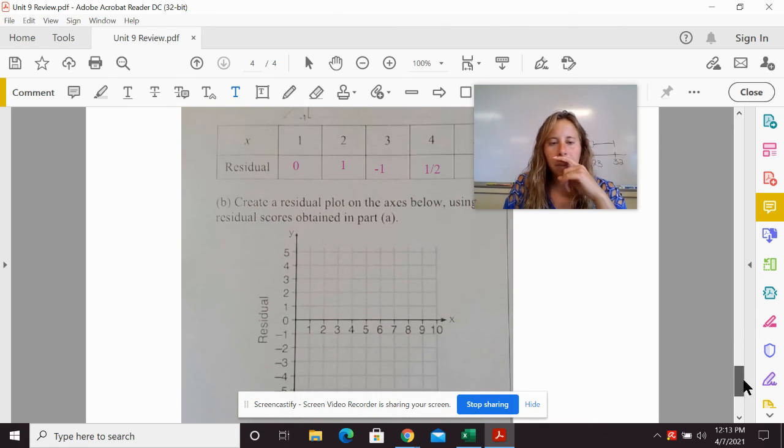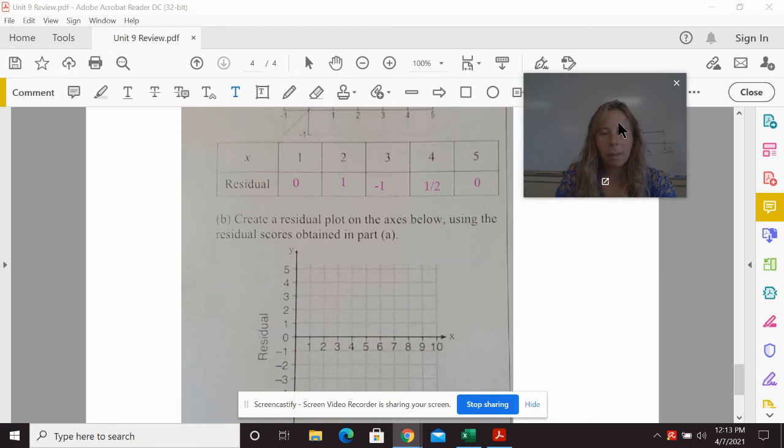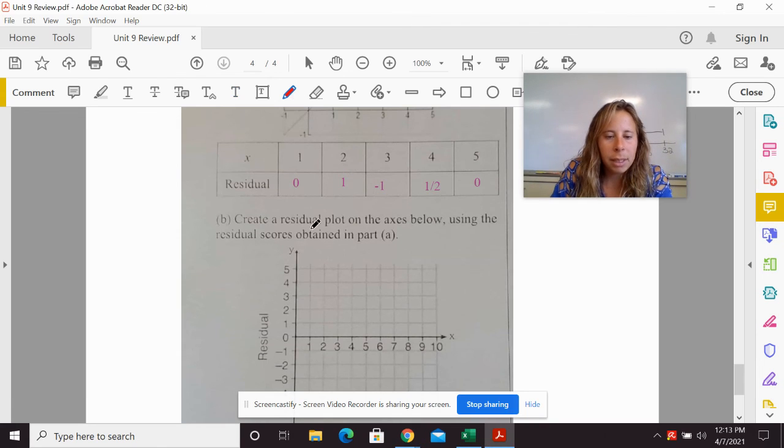Now that you fill out this table, now you're just graphing it. Let's see. So when x is 1, my residual is 0. So that's going to go right here. Okay. Next one, when x is 2, my residual is 1. It was 1 away from the line. So when x is 2, it was 1 away.